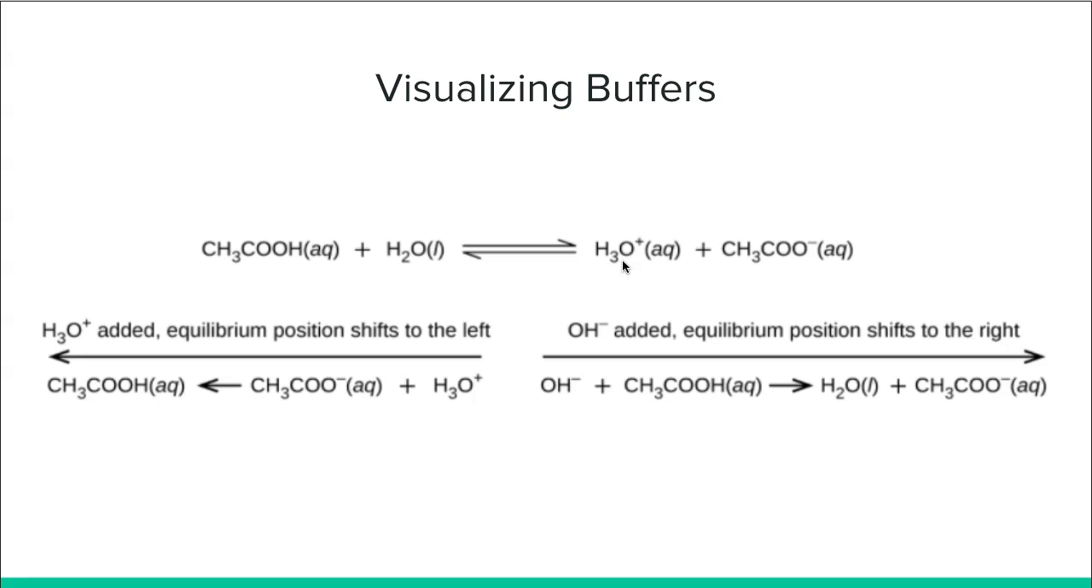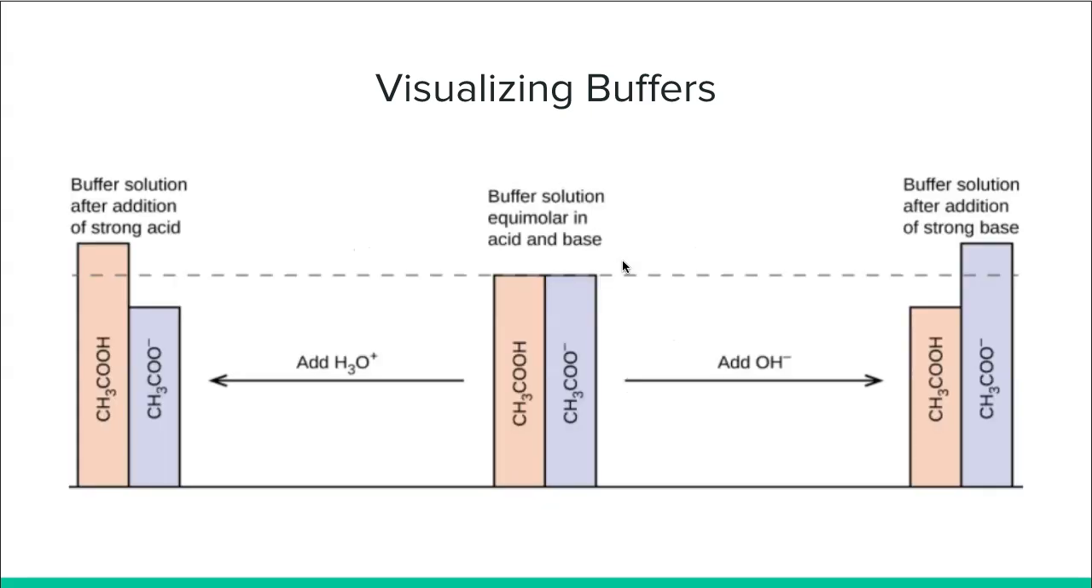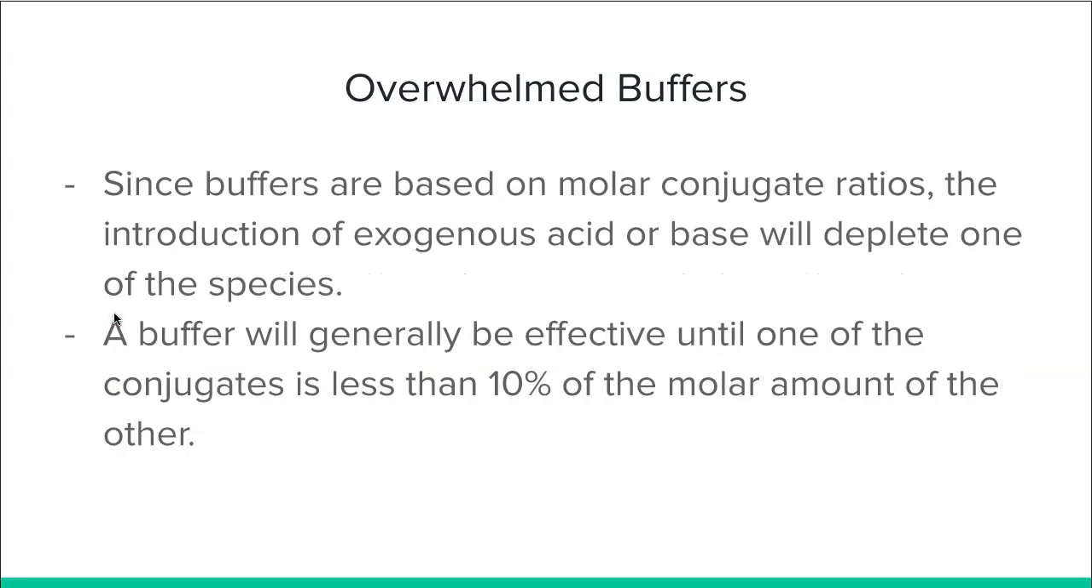And you can see through this visualization, and I've got another one right here, these come out of the OpenStax book, that you're starting in the middle here. If you add acid, you're going to deplete some of your base, and you're going to increase a small amount of your acid. But in general, it will try to keep that hydronium relatively stable until you get to a point where you overwhelm the buffer, and that can certainly happen. So that's what we're going to talk about here next, is when you overwhelm the buffer.